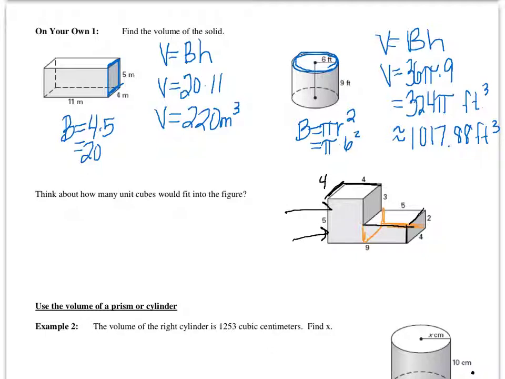So for this larger one, my volume equals my base area times my height. Well, my base area, 4 times 4, it's going to be 16. So my volume is 16 times 5. So 16 times 5 is going to be 80. Now looking at this one right here, I need to do my volume equals my base area times my height again.